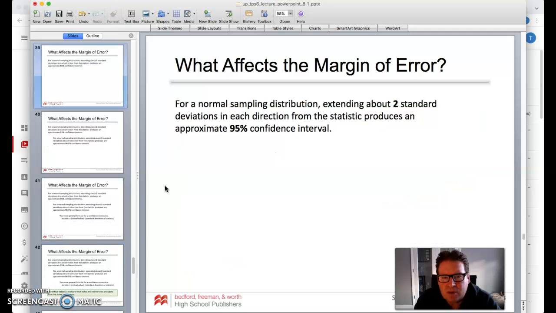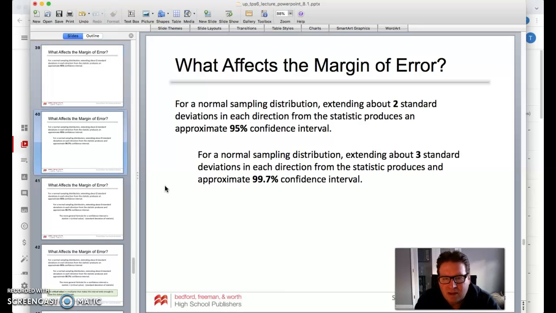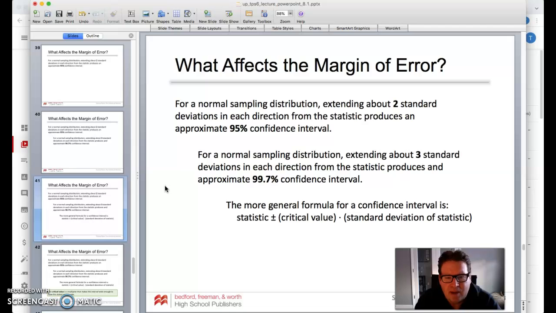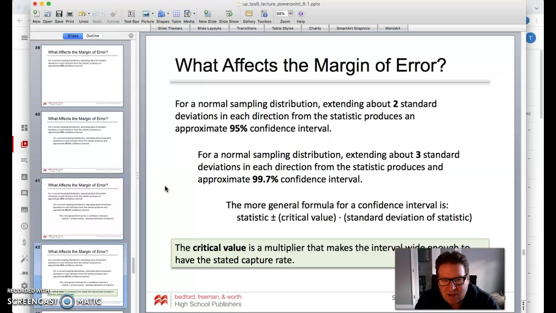Now, for a normal sampling distribution, extending about 2 standard deviations should put us at 95% confidence. So remember that if it's normal. And if we go out to 3, that should put us in a 99.7% confidence interval, because of the normal distribution that we talked about. Now, the more general formula for a confidence interval is your statistic plus or minus your critical value times the standard deviation of the statistic, and that critical value is a multiplier that makes the interval wide enough to have the stated capture rate.